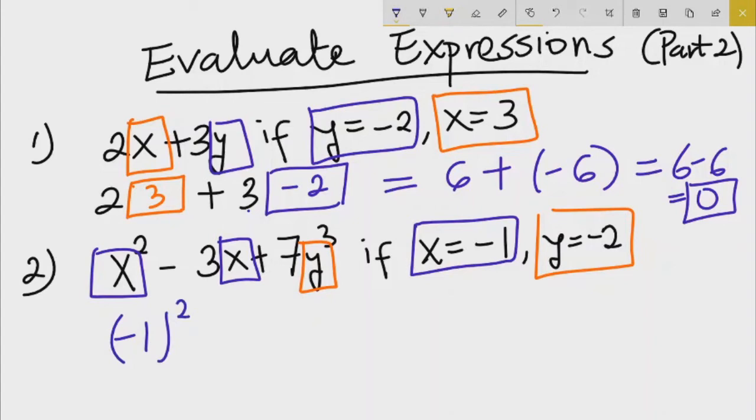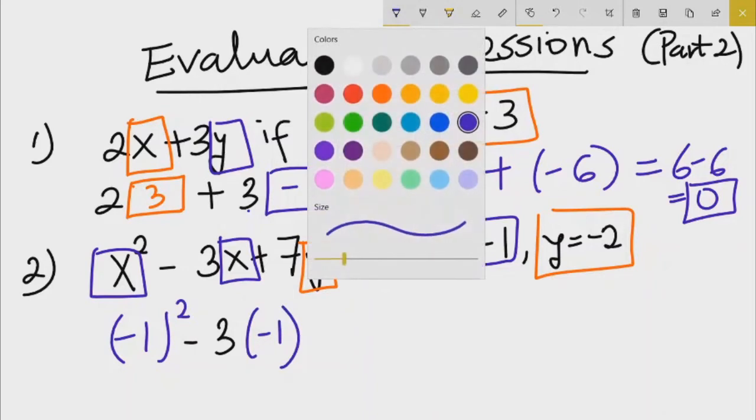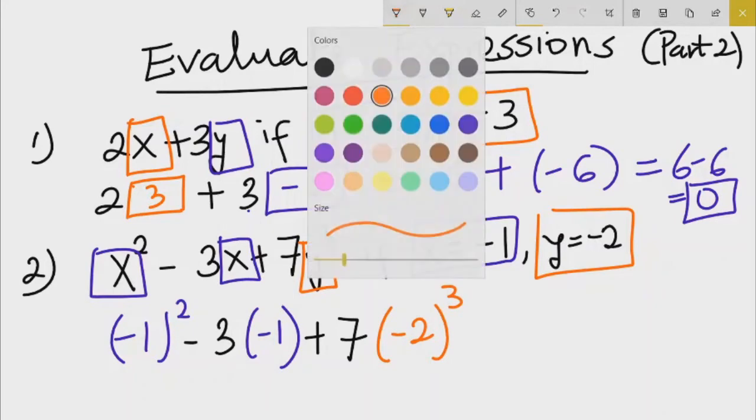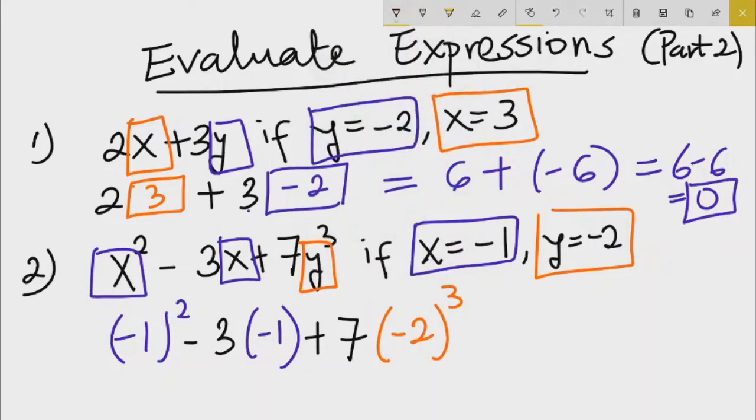So I encourage you, whenever you have an exponent, which is raised to the power, please use the parentheses. That will save you from a lot of mistakes. So this is -3, then the value of x again is -1, then plus 7. In this case now, the value of y is -2, then raised to the power of 3. So now we have already substituted all the values of the variables that we are given into the expression. All that we just need now is to simplify.